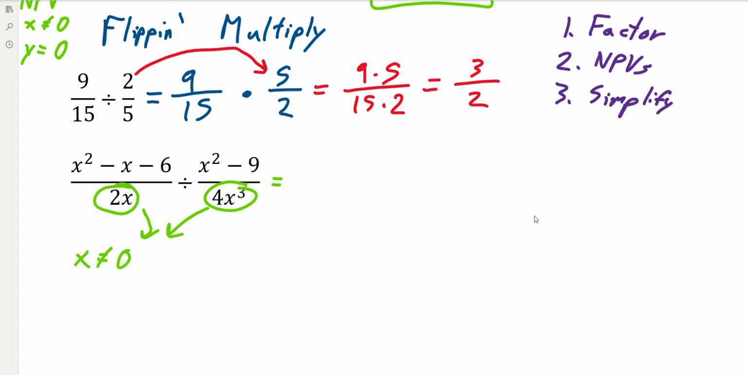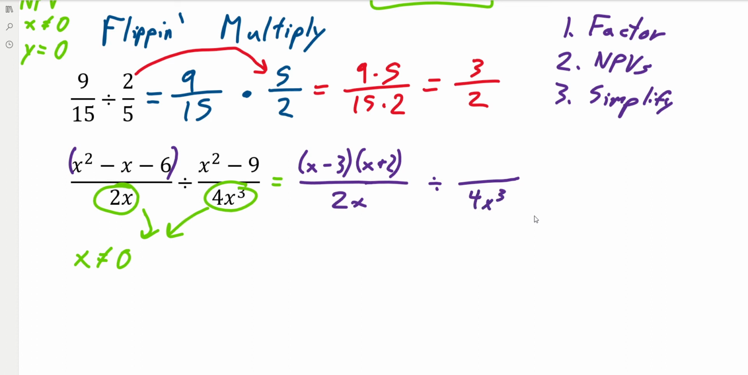All right, so first step, factor. What we're going to do is take our first polynomial here, and we're going to factor it out into x minus 3, x plus 2 over 2x. Then let's just keep the dividing as is. And so 4x to the 3. And then this is a difference of squares, so x plus 3, x minus 3.